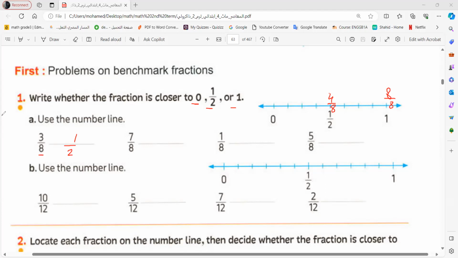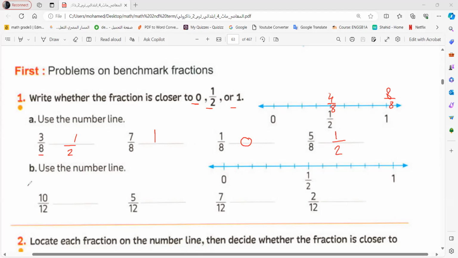7/8. Yes, it's closer to the 1 because the 1 is 8/8 and this is just 7. 1/8. Bravo, closer to 0. 5/8. Bravo, closer to the half. It's easy now.